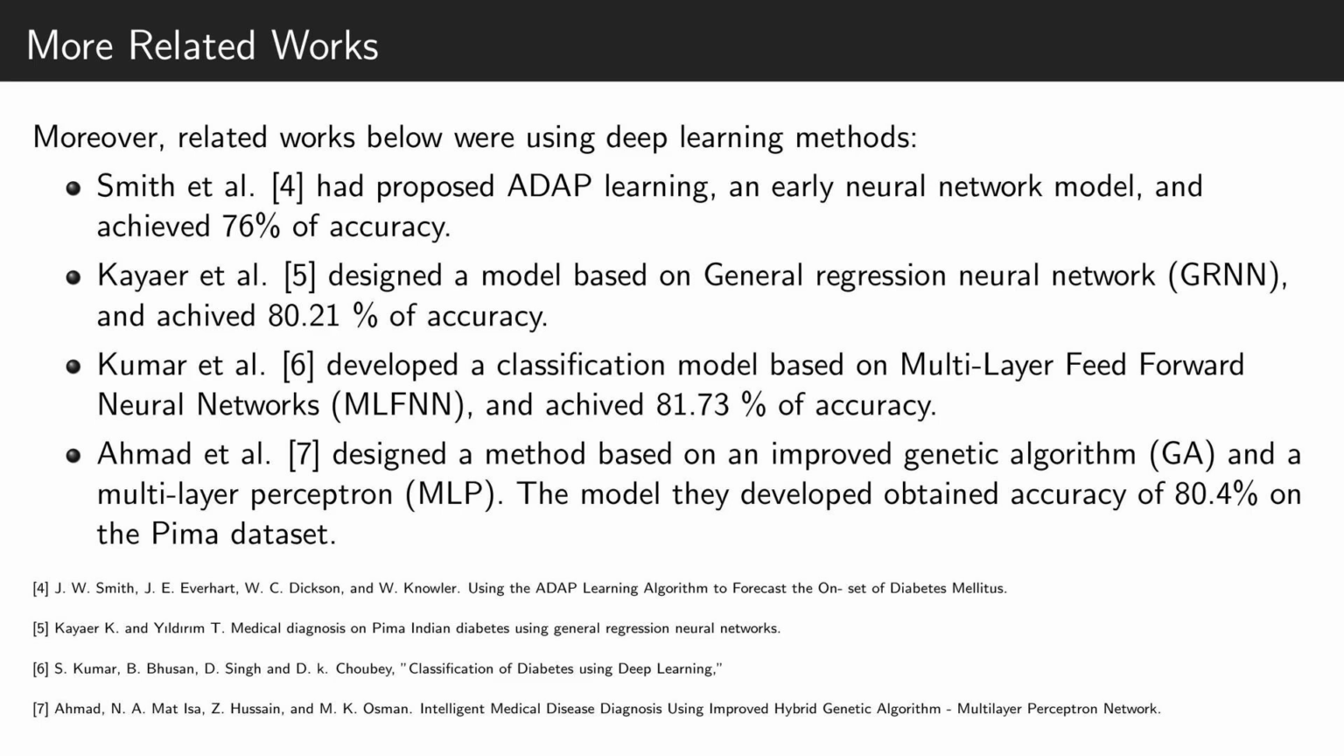Kumar developed a classification model based on multi-layer feed-forward neural networks, and achieved 81.73% of accuracy. Ahmed designed a method based on an improved genetic algorithm and a multi-layer perceptron. The model they developed obtained accuracy of 80.4% on the PIMA dataset.